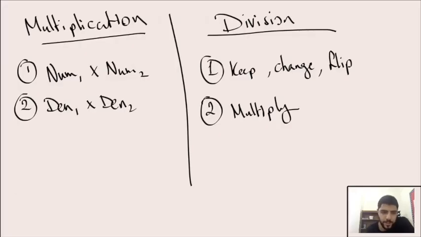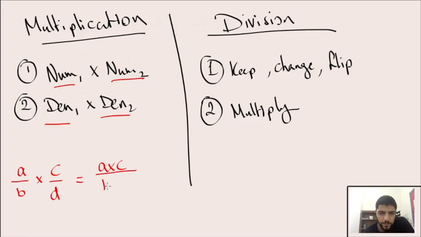With multiplication and division, it's actually much simpler. You just multiply the first numerator by the second one, and then multiply the first denominator by the second denominator. So if I have a over b times c over d, my answer is going to be a times c, whatever those numbers are, over b times d. Okay? So keep that in mind. We're just multiplying numerators and denominators. We don't need to find a common denominator. We don't need to do LCMs or GCFs at all.